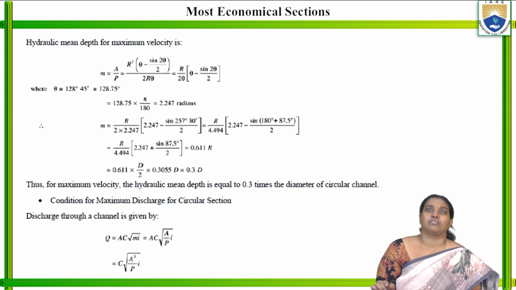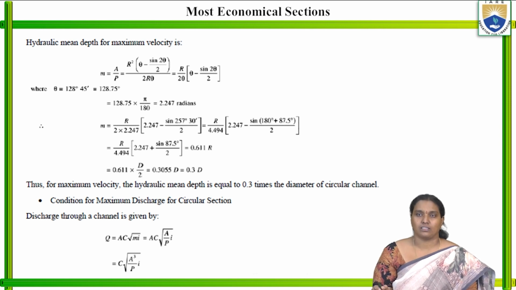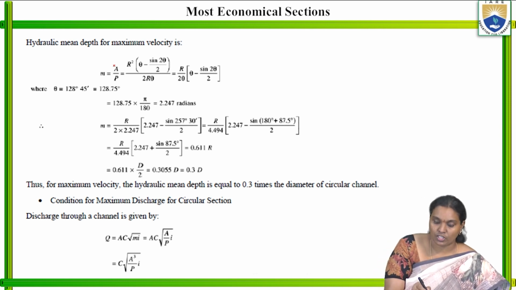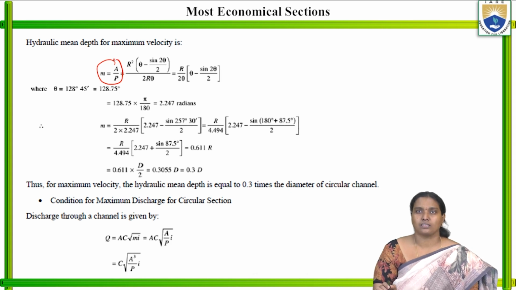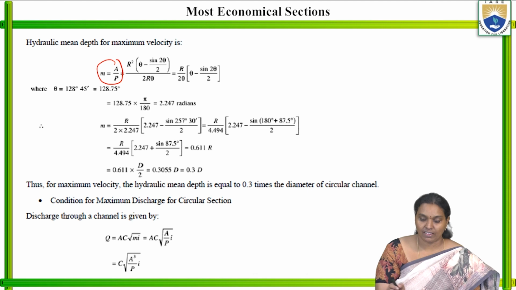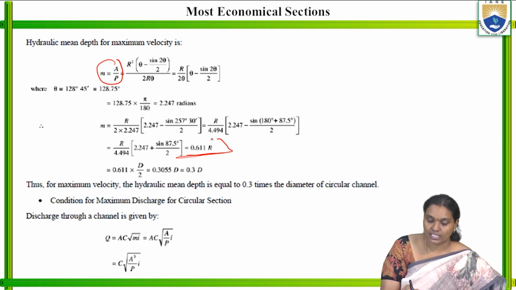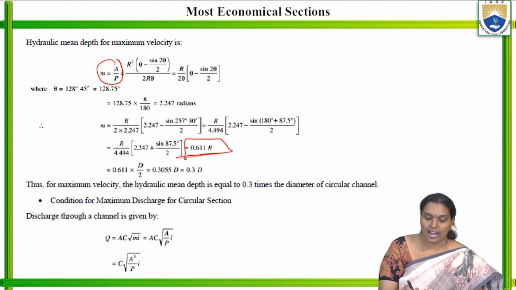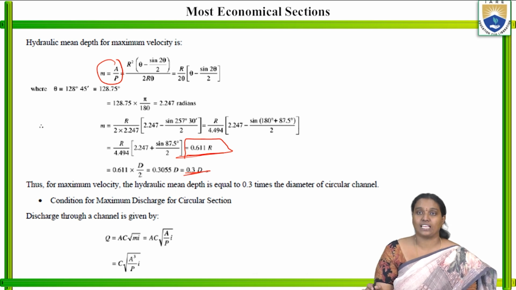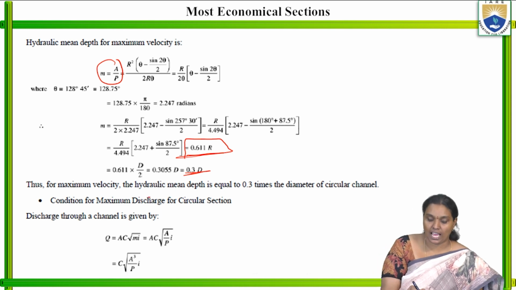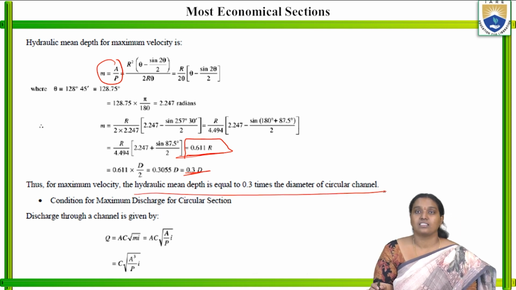Hydraulic mean depth for maximum velocity: m is equal to A by P. Substitute area and perimeter in terms of theta. Finally, we will get 0.611 R, and that is 0.3 into D. Thus, for maximum velocity, the hydraulic mean depth is equal to 0.3 times the diameter of the circular channel.